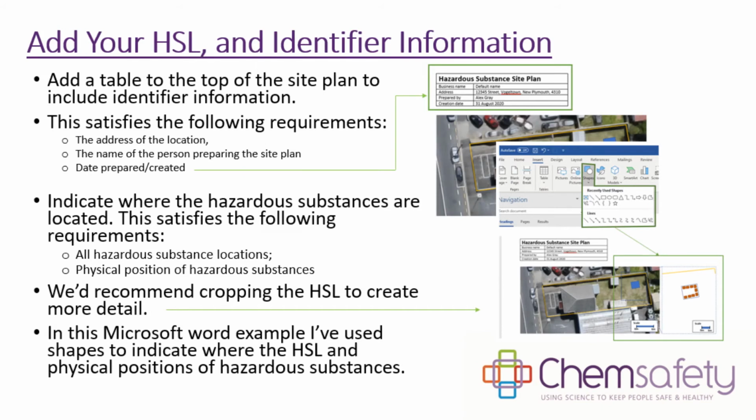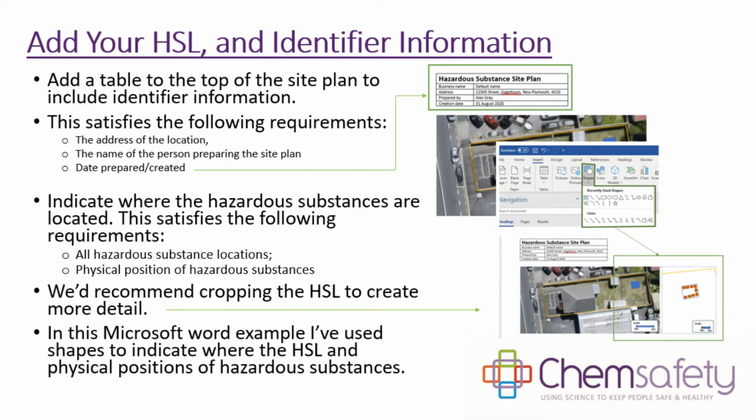Now we'll look at adding your hazardous substance location and the identifier information. On your Microsoft Word file, if you include a table in the top left-hand corner, you can use this to populate the appropriate information. In this case, you want to specify what the document is, the address of the location, the name of the person who prepared the site plan, and also include the date that was prepared or created.